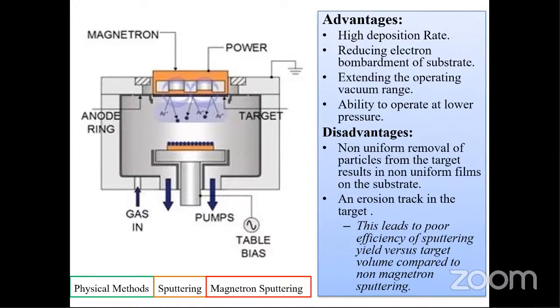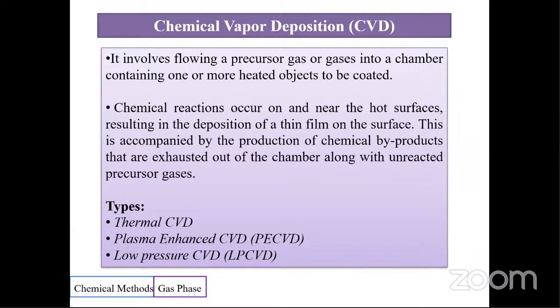Okay, and the erosion track in the target leads to poor efficiency of sputtering, which yields lower sputtering yield versus target volume compared to non-magnetron sputtering systems also. Then, we have discussed physical vapor deposition till now. Now we come across chemical vapor deposition techniques, and as its name says, chemical is there. So in this case, a precursor gas is inserted into a chamber which contains one or more heated objects to be coated, and chemical reactions take place inside the chamber.